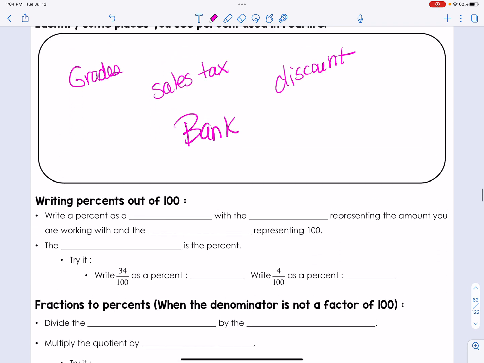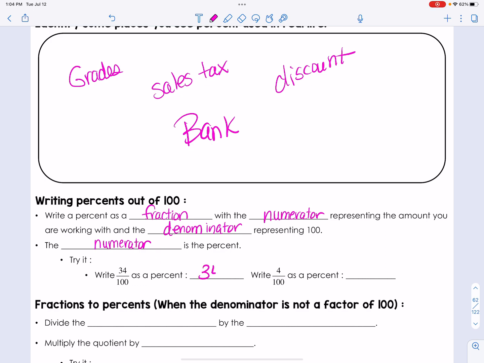Okay, so writing a percent, you're going to write a percent as a fraction with the numerator representing the amount you are working with and the denominator representing 100. Okay, so the numerator is the percent. Okay, for example, write 34 over 100 as a percent. That would be 34%. Okay, 4 over 100 as a percent is 4%.